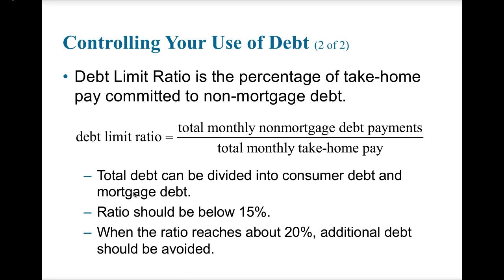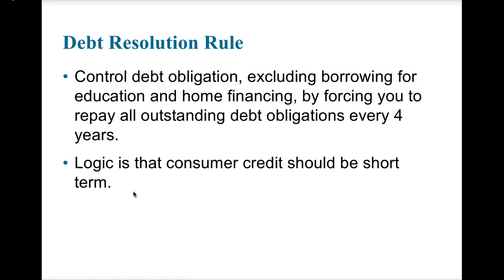Now, the ratio should be below 15%. When the ratio reaches 20%, additional debt should be avoided. So this is just a guideline. It's different for other people, but this is just something to give you an idea of where you are in your debt to pay ratio.